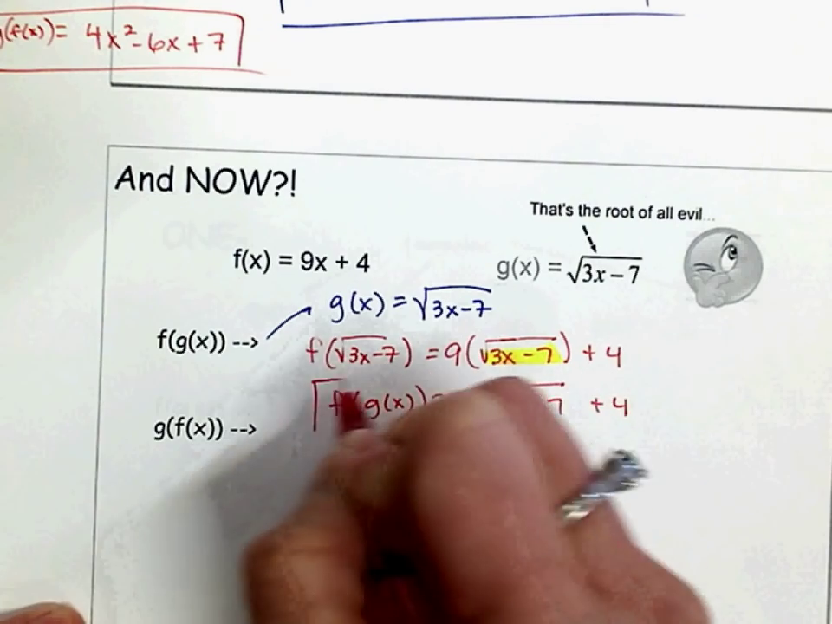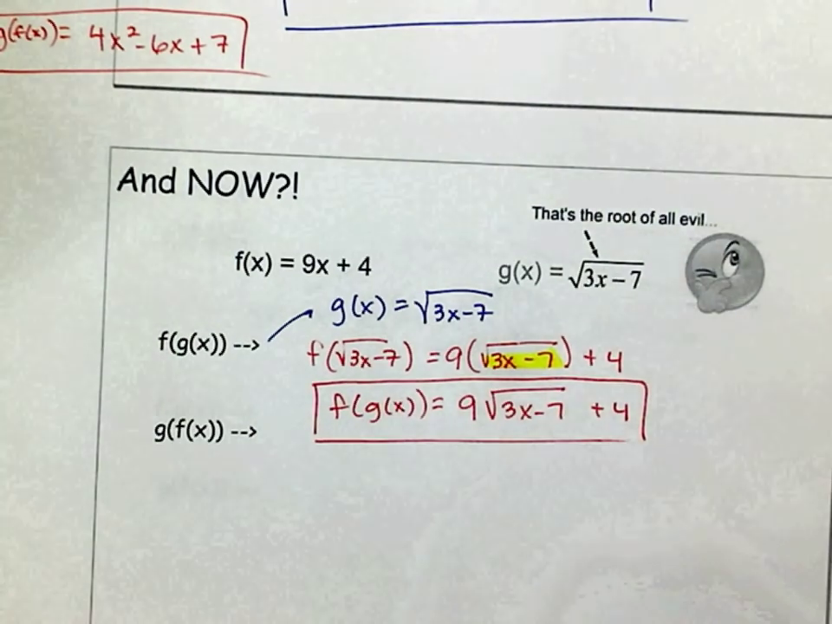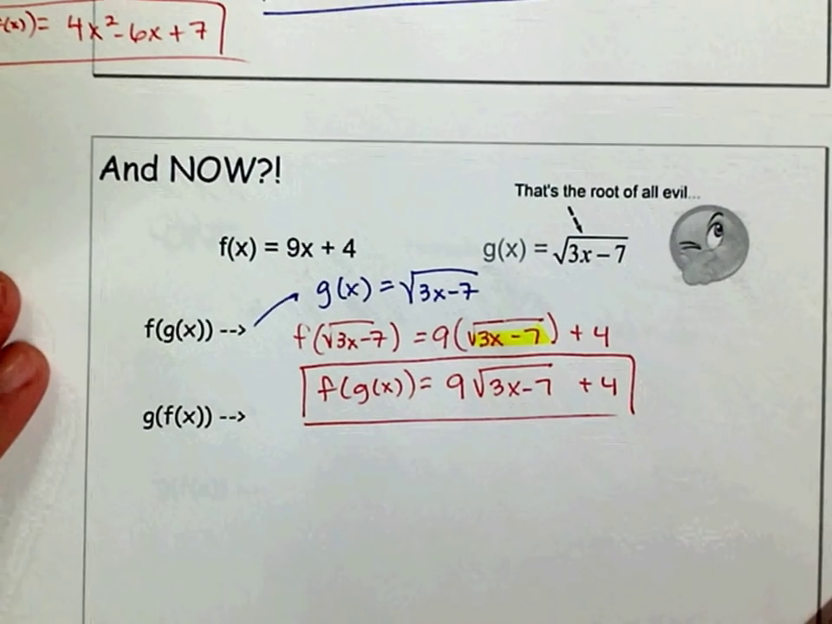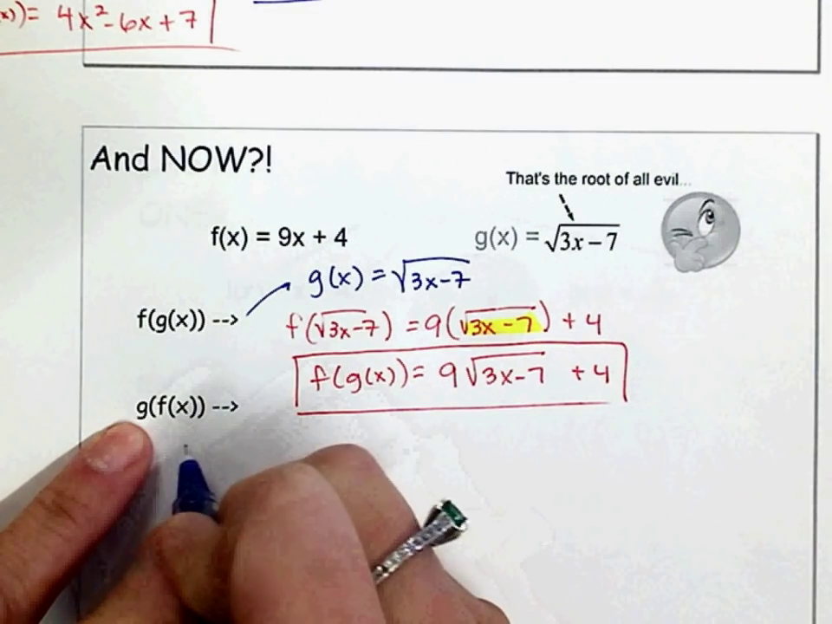Just like that. Okay, let's look at the other one. f of x is 9x plus 4.